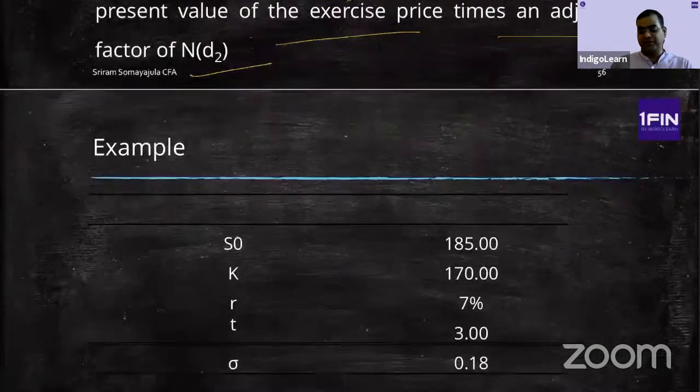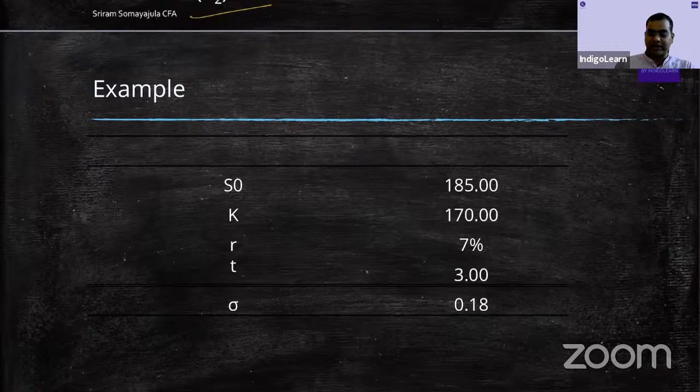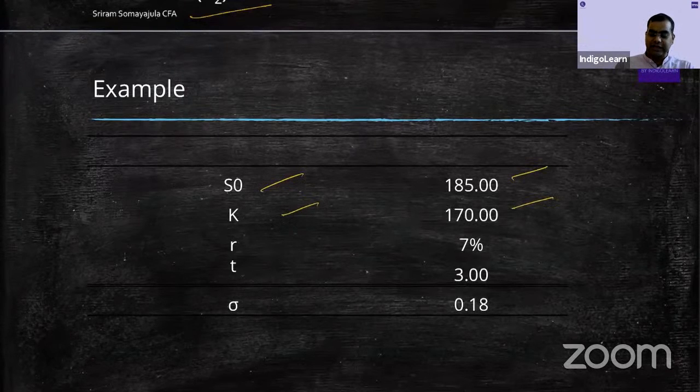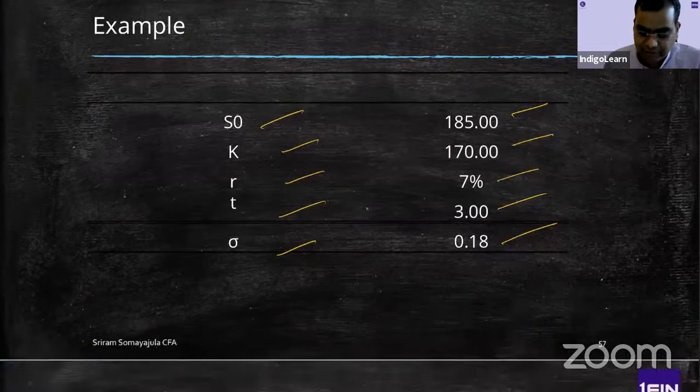Even if the institute gives this particular question, they will not try and complicate it, is my understanding, because there is a lot of arithmetic in this. So let us take an example. If the spot value is 185 and the strike price is 170, the risk-free rate of interest is 7%, time to expiry is 3 years, and the standard deviation per annum is 18%, then find out the call value.